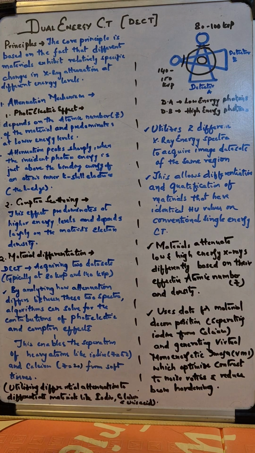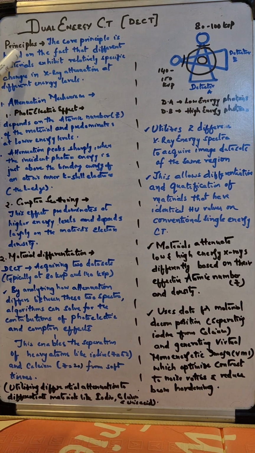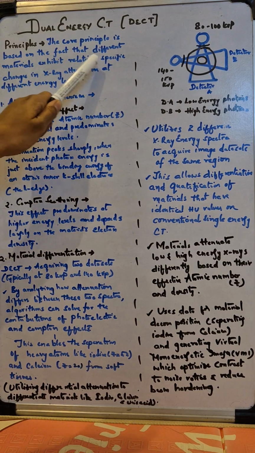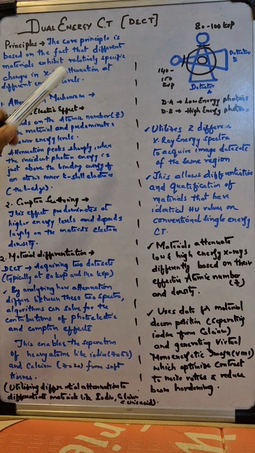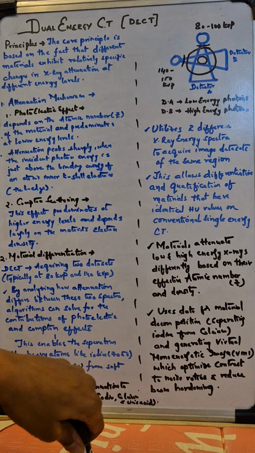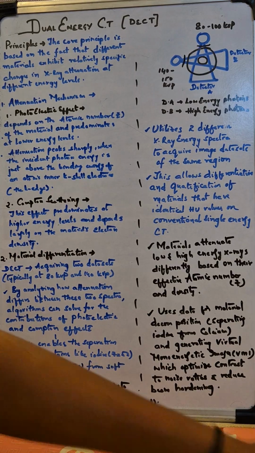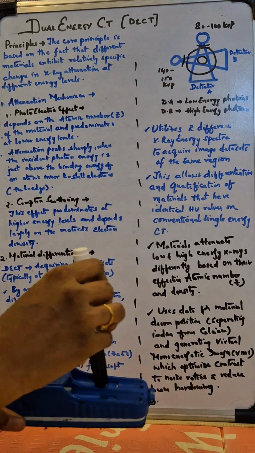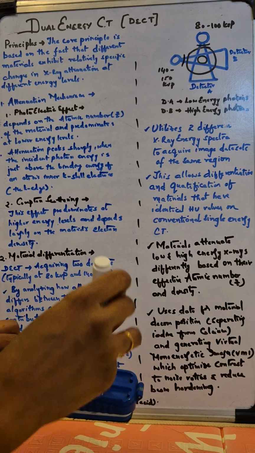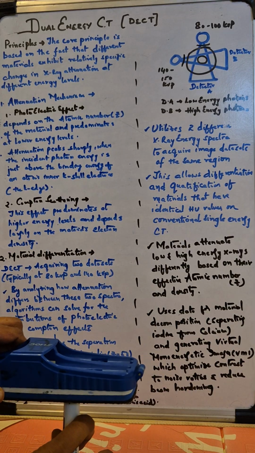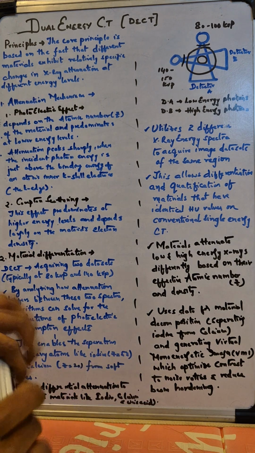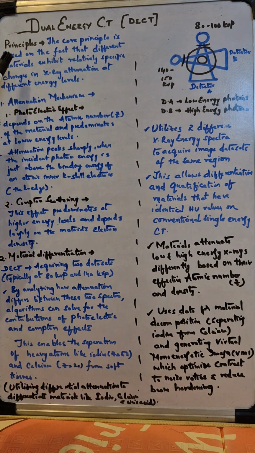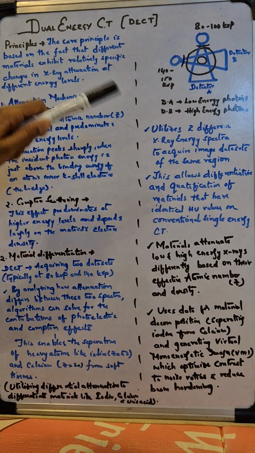Coming to the principle proper, the core principle is based on the fact that different materials exhibit relatively specific changes in X-ray attenuation at different energy levels. What is X-ray attenuation? When the X-ray beam passes through a material, the intensity of the X-ray beam decreases. The energy might have been absorbed or scattered. This is X-ray attenuation.